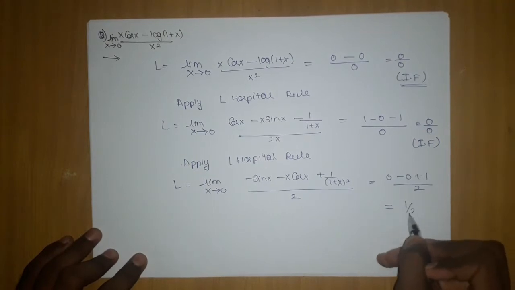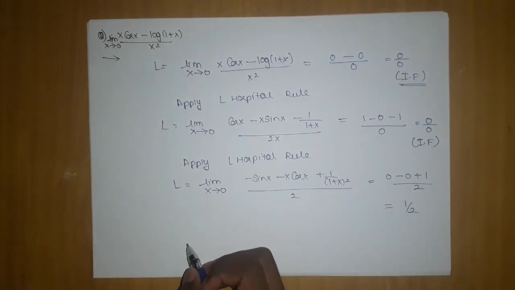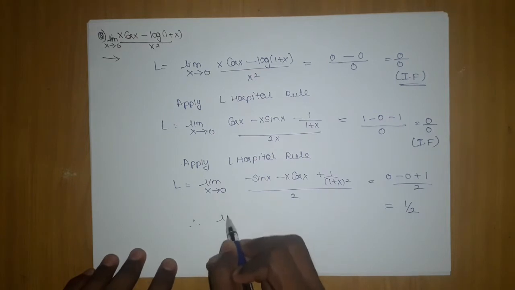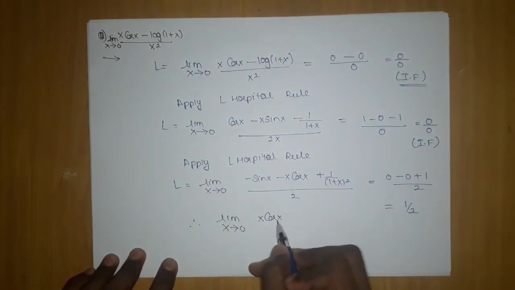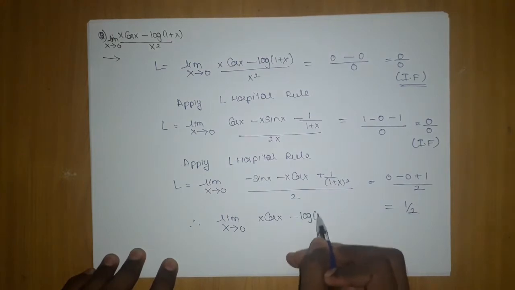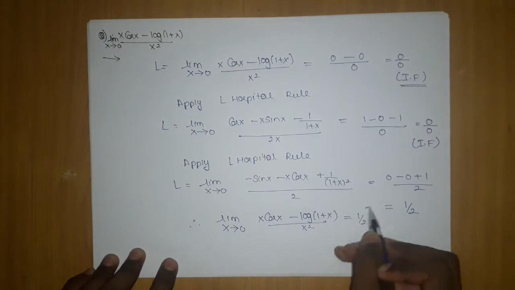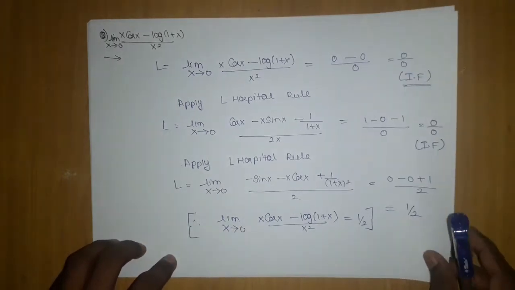So we are getting 1 by 2, which is not an indeterminate form, which is a fixed value. So our answer will be what? Our answer will be, this is the final statement in which you will write the answer as limit x tends to 0 x cos x minus log 1 plus x upon x square should be equal to 1 by 2. So this is our answer. Hope you have understood each and every step. Now let's move on to the next question.